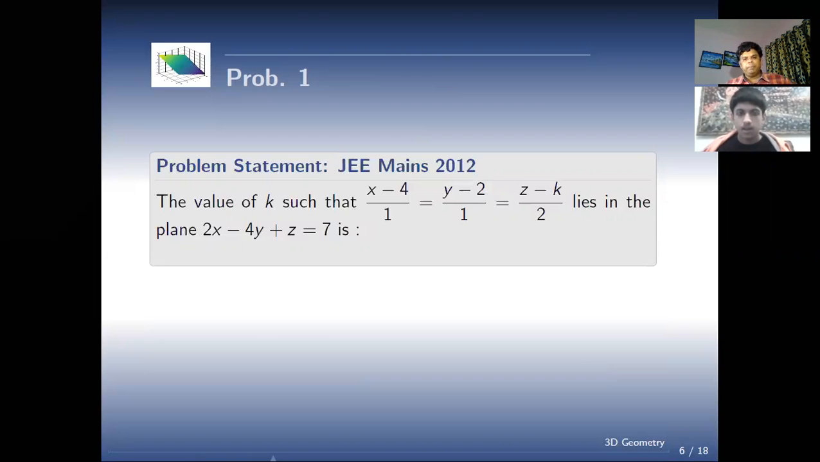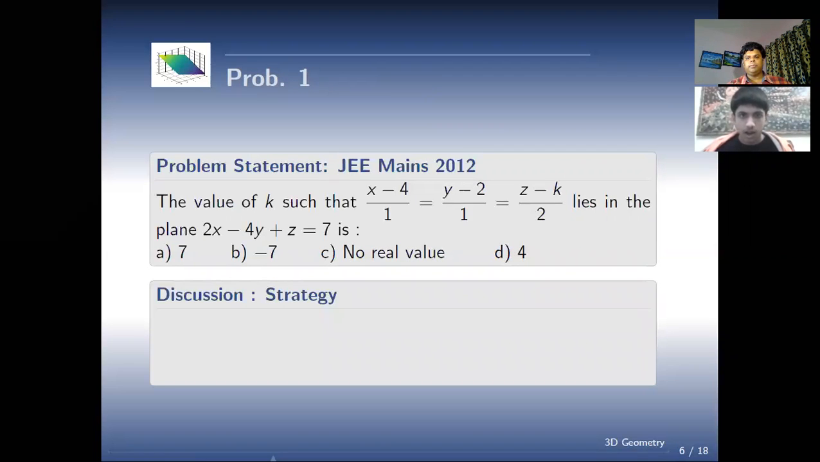Find the value of k such that (x minus 4)/1 equals (y minus 2)/1 equals (z minus k)/2. And this straight line, the symmetrical form of a line, lies in the plane 2x minus 4y plus z equals 7. So you're asked to find the value of k here. The options given are 7, minus 7, no real value, and 4. Okay. So what will be your strategy to solve this problem?